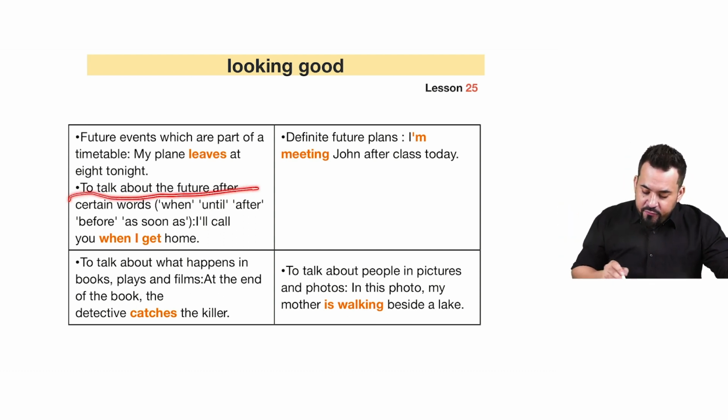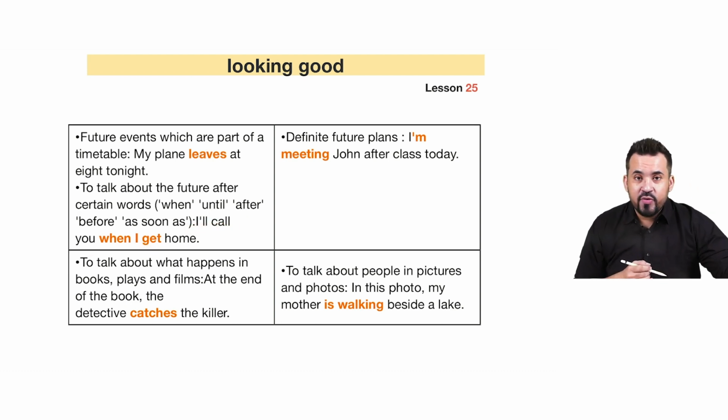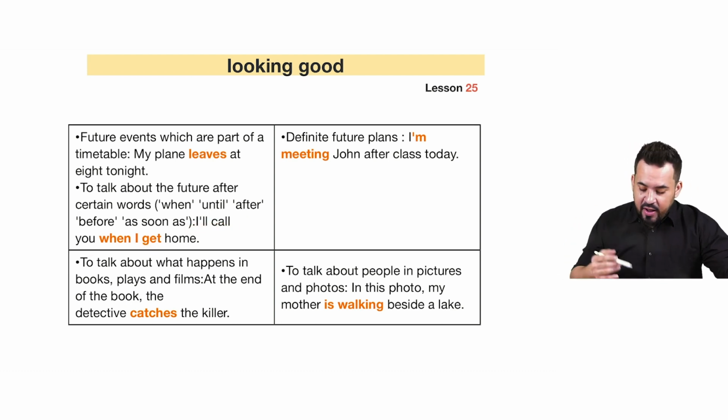To talk about the future after certain words. So when, until, after, before, as soon as, we use the present simple. I'll call you when I get home, or I'll call you as soon as I get home. After these expressions, or after these words like when, until, after, before, as soon as, we use the present simple.